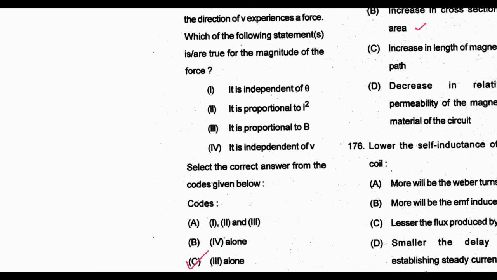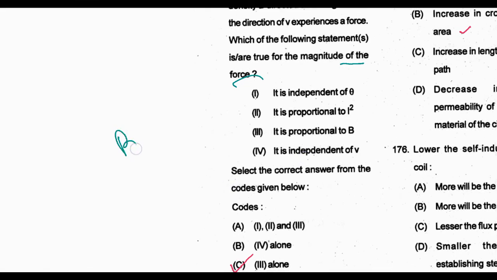So here which is true? Select the correct answer from the given. Which of the following statements is true for the magnitude of the force? So the magnitude of force will depend upon theta, because the magnitude depends upon B cross v. So this is depending upon B. So this option will be wrong because it says independent. It is proportional to v, correct.